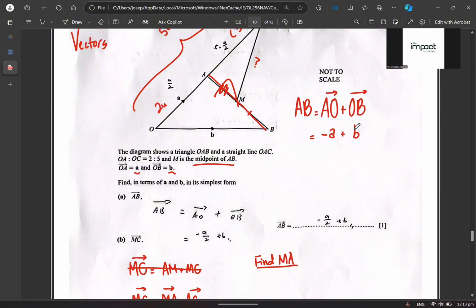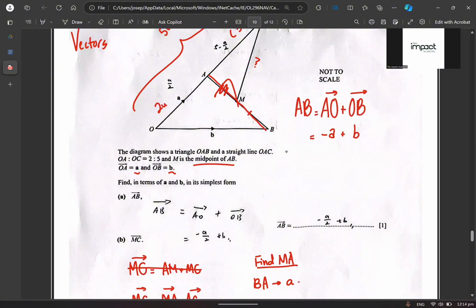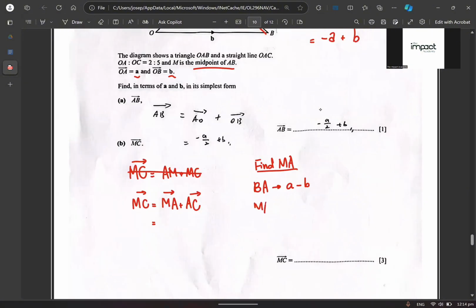Negative A plus B, but remember, negative A plus B is AB, true or not? So you want to go BA first. To find MA, first thing first, you want to find BA. Agree or disagree? BA is basically A minus B. So BA is the entire thing, B to A. True? I need to divide by 2 because you want to find MA, correct or not? So therefore, MA is half of A minus B. You have to write it in this manner. Okay?